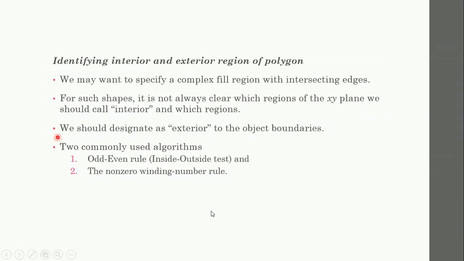Next topic we have is identifying the interior and exterior region of a polygon. So now let us understand, suppose you have got certain regions inside the polygon, and if you select any point inside the polygon, you have to understand whether the point lies within the polygon or it is exterior to the polygon. So there are two commonly used algorithms to find out whether the point or the line exists within the polygon or outside the polygon. There is one rule, that is the odd-even rule, and the next rule you have is the non-zero winding number rule. So let us see how it works.